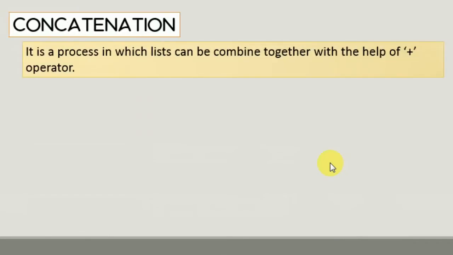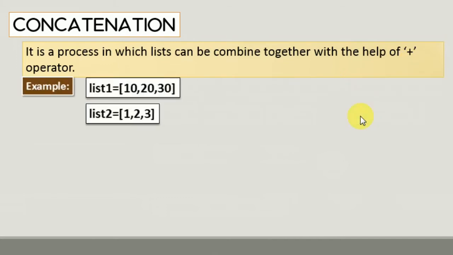Now we move to the next one, that is concatenation. What is the meaning of concatenation? It means joining, combining 2 lists by using the plus sign. Now here is an example. I'm using list 1 and list 2. In list 1 there is 10, 20 and 30, and in list 2 there is 1, 2 and 3. I want to add these 1, 2, 3 to list 1: 10, 20, 30, comma 1, comma 2, comma 3. That means I need it added in this list.